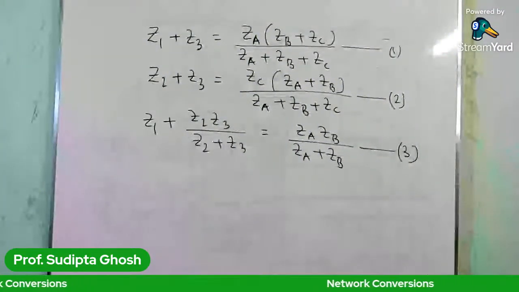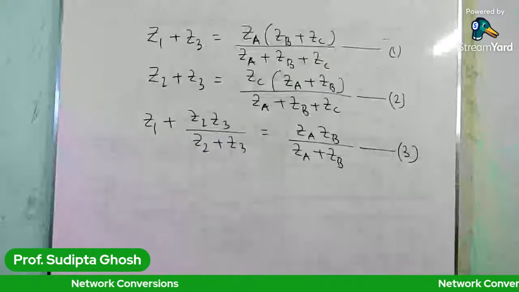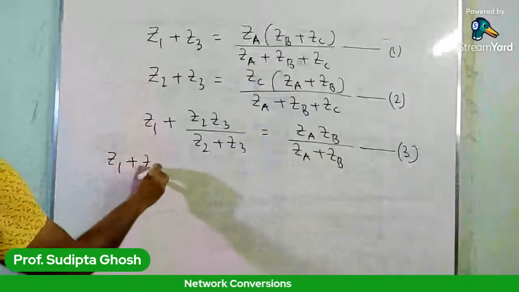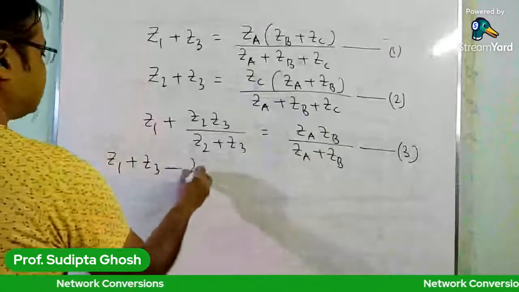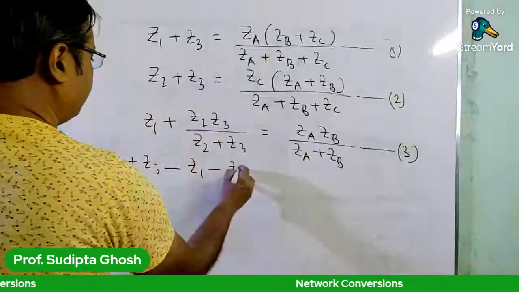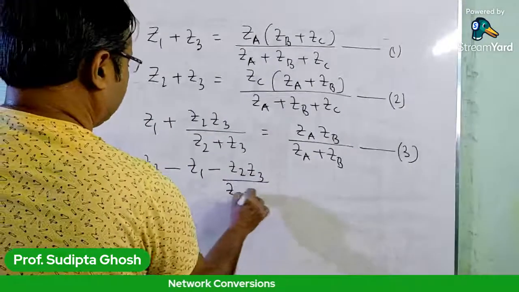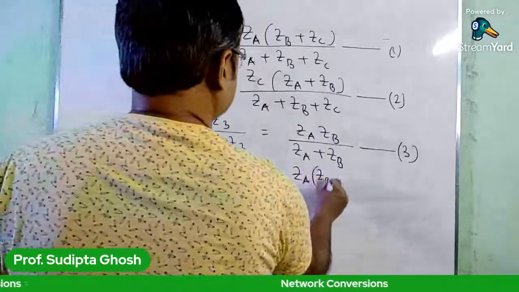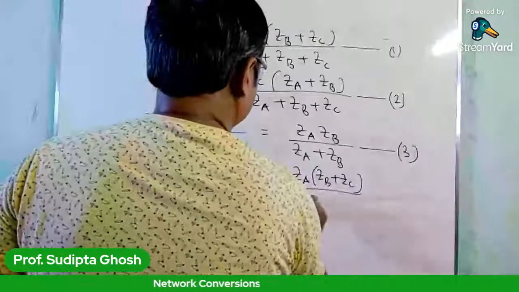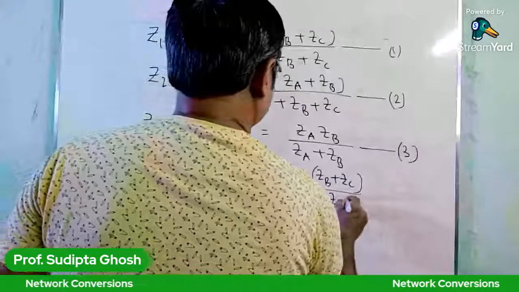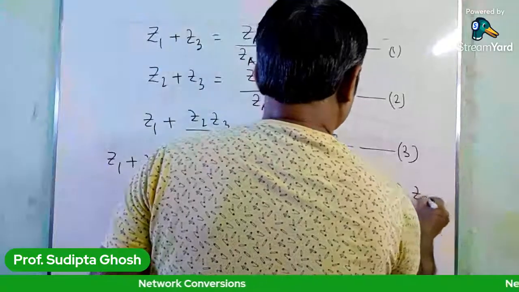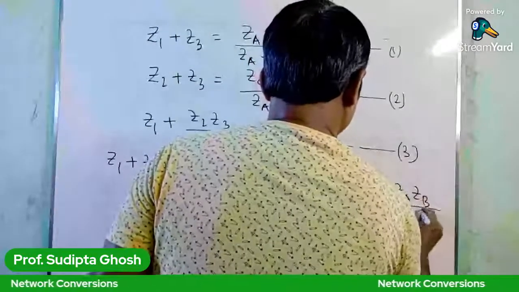Now subtracting equation 3 from equation 1. So I'm writing the left hand side of equation 1 minus the left hand side of equation 3. Again in the right hand side, that is ZA into ZB plus ZC divided by ZA plus ZB plus ZC, and then minus the right hand side of equation 3, that is ZA ZB by ZA plus ZB.